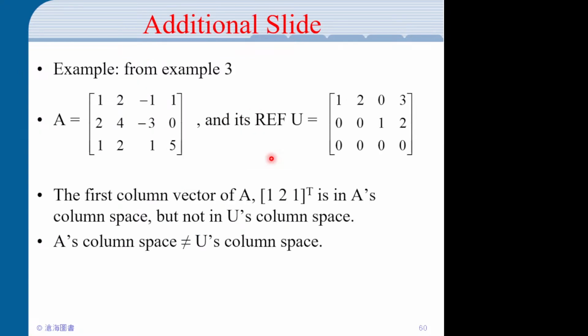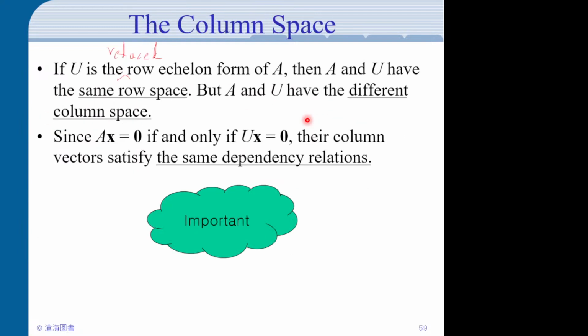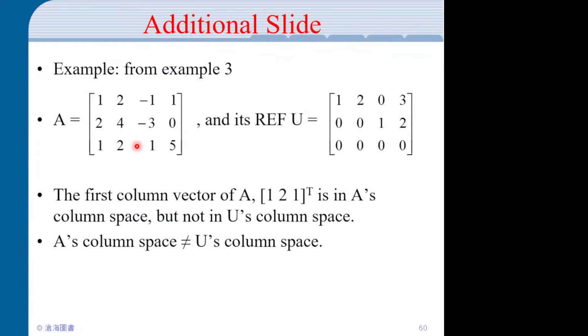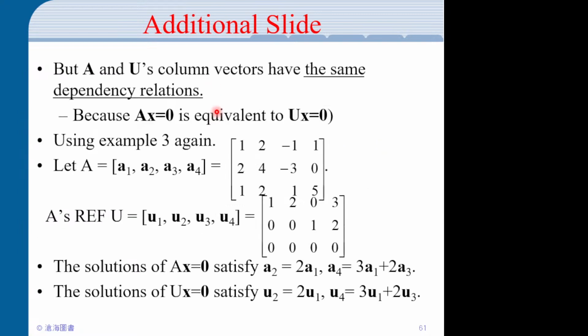And so what do we mean by same dependency equation? It might be clear if we see an example. So we have A and the reduced row echelon form of A equal to this, okay? And so they have the same row space, and they have different column space because this column has a non-zero entry here and this column has a 0 entry here. And so you see the column spaces are different, but we say they have the same dependency equation.